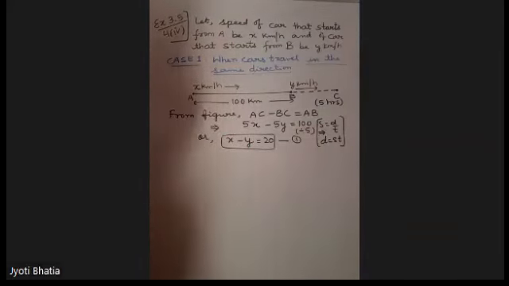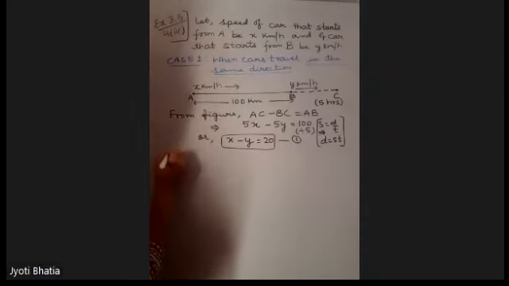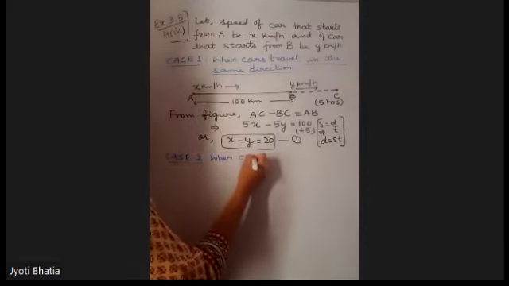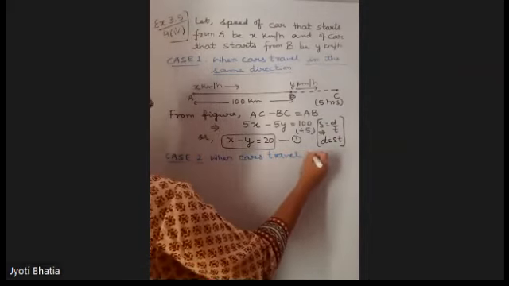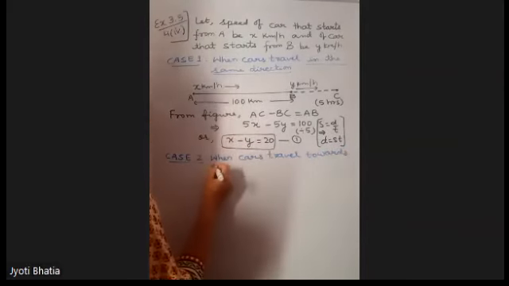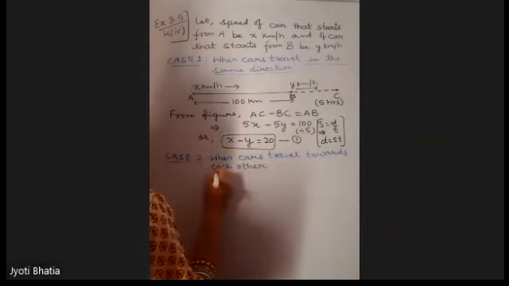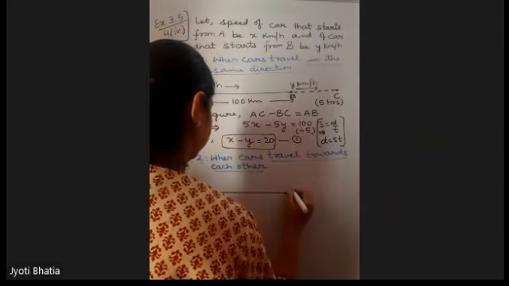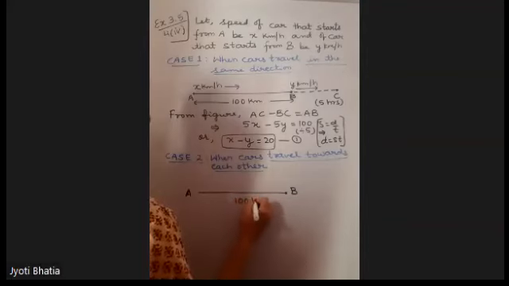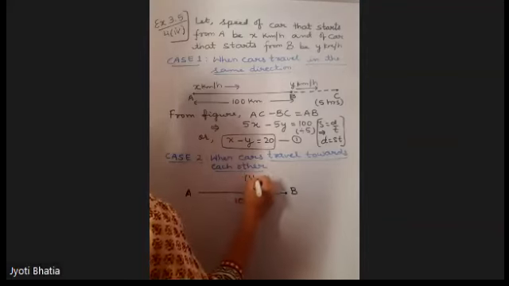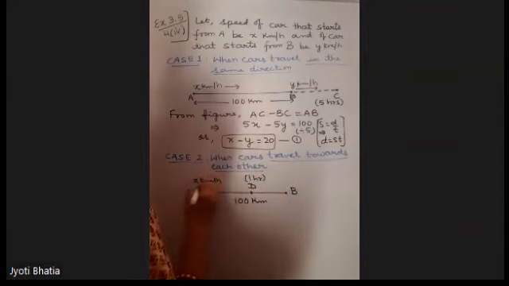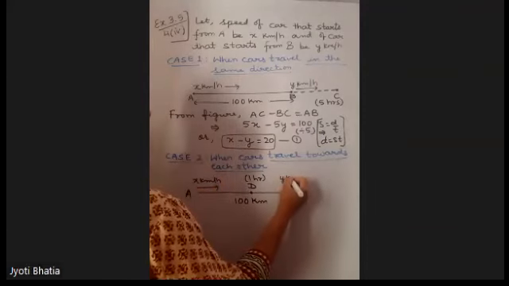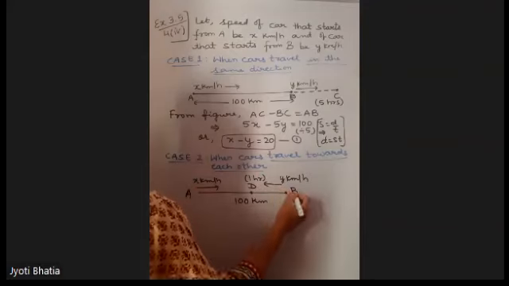Okay. Are you with me, children? Yes, ma'am. Okay. When cars travel towards each other, so we shall make another figure here. AB is 100 kilometer as usual. They are meeting at some place B in 1 hour. And this is moving at x kilometer per hour in this direction. This one is moving at y kilometer per hour in this direction. Okay.